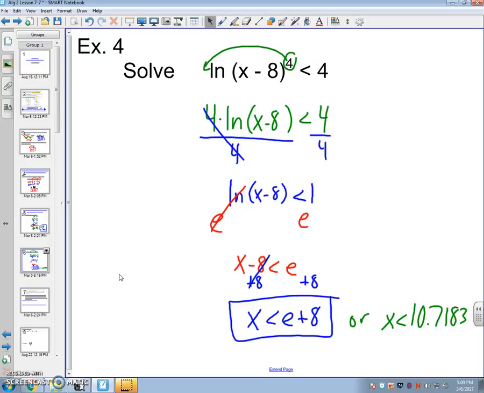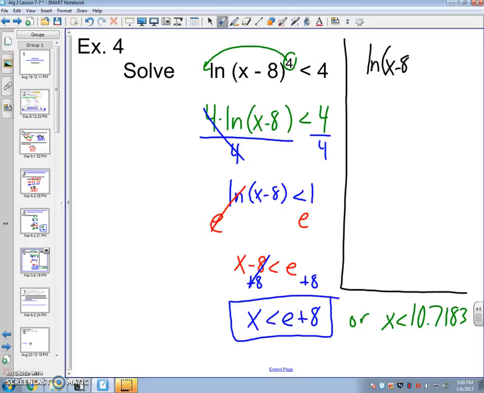Now, we could have just gone straight to e-ing both sides. That's my way of solving it. Your other option was to leave that 4 up there and go straight to trying to get rid of the word ln. If I get rid of the word ln, then I just e both sides like before. This cancels. I have x minus 8 to the 4th power is less than e to the 4th power.